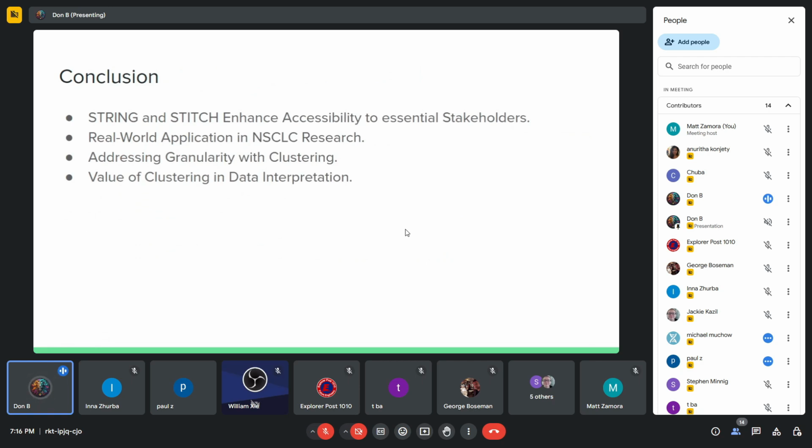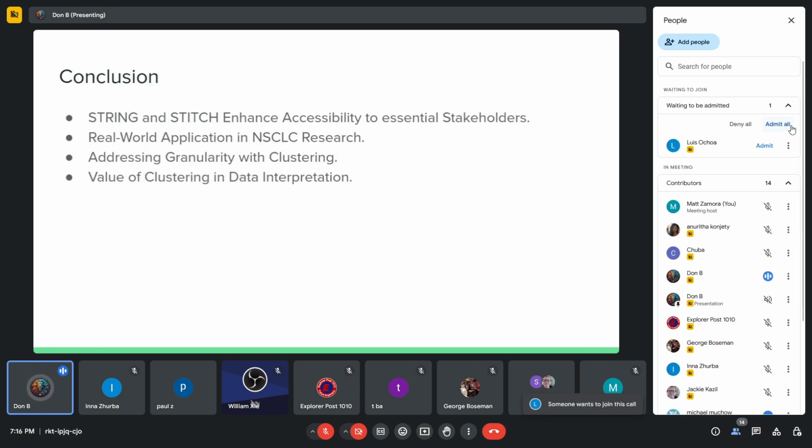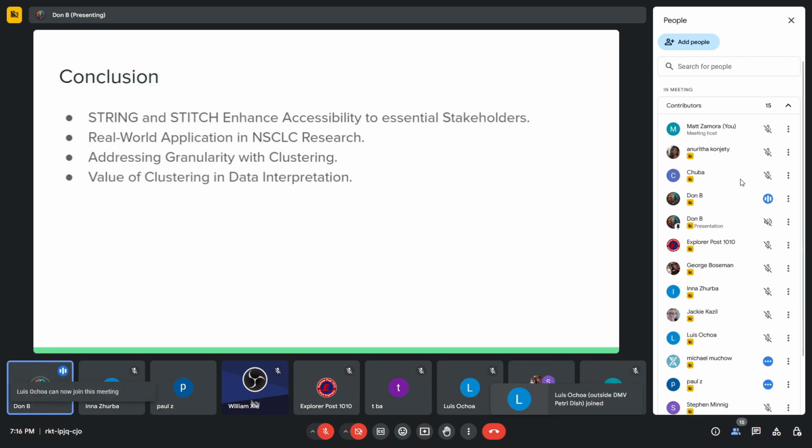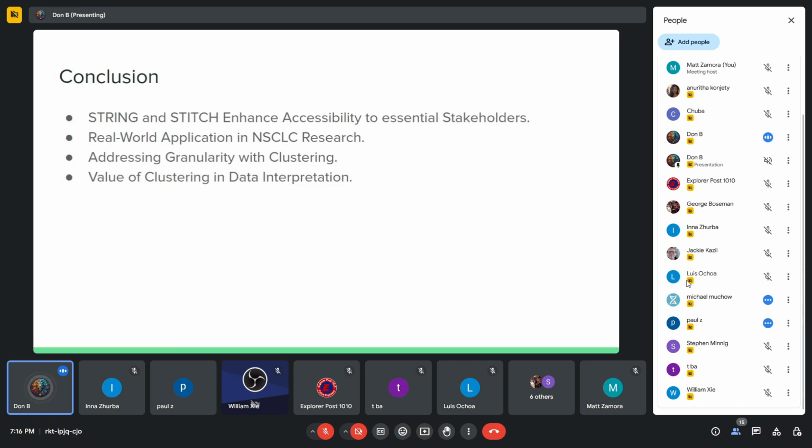So again, in conclusion, the reason for wanting to do a deeper dive in String and Stitch was, in terms of our local community, to make sure that people are aware of it. And, in terms of extremely useful functionality that was the same or better than what we were prepared to release in a short time frame. And it has some clear real world application for non-small cell cancer research.